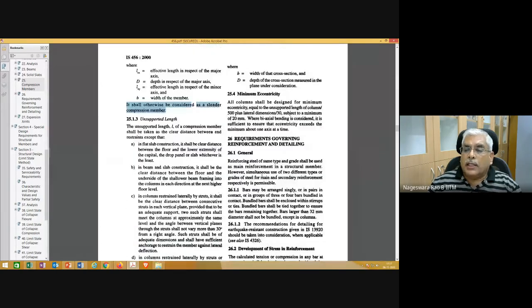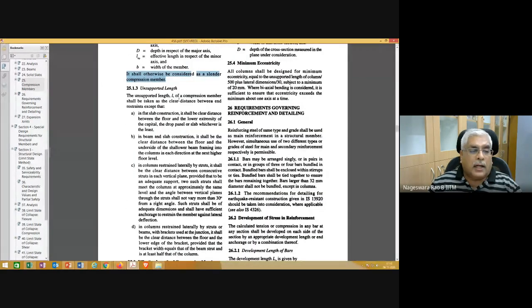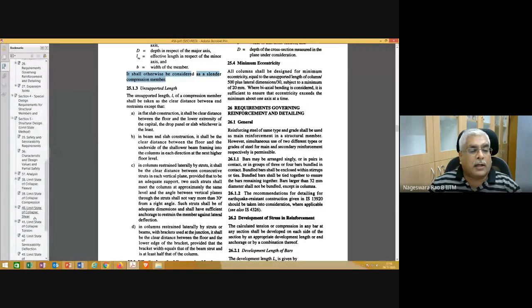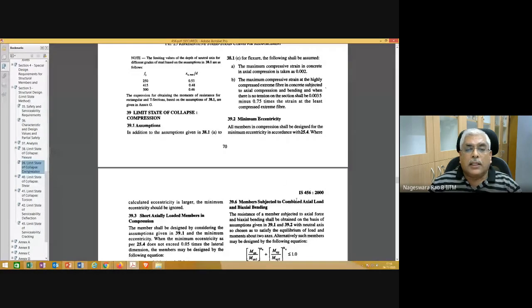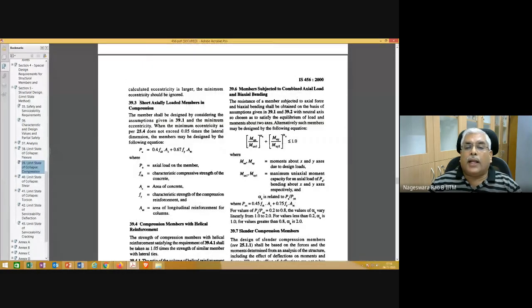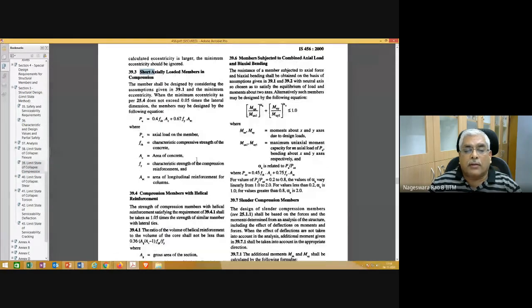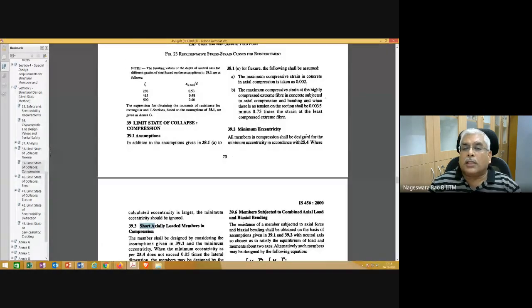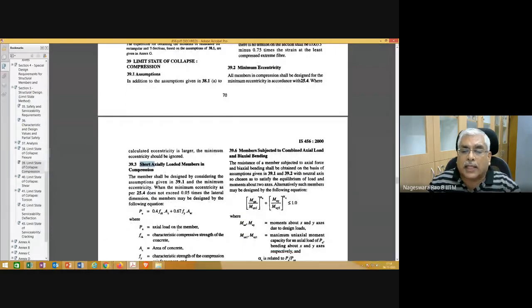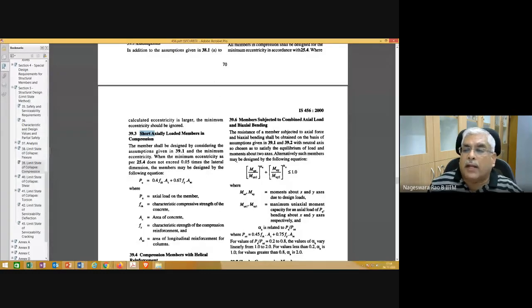And there is a reason why we are classifying this, because if you go to this limit state of collapse under compression, axially loaded members in compression, for short columns and long columns we have separate kinds of design. So for that we will be making that classification. Anyway, we'll come back to this in a while.